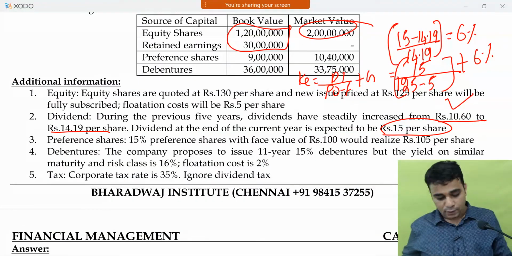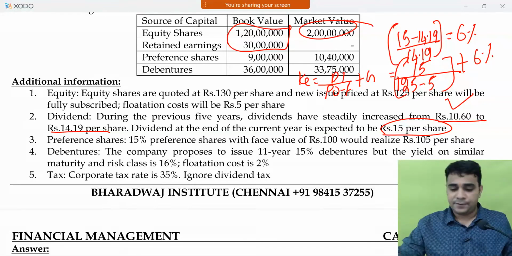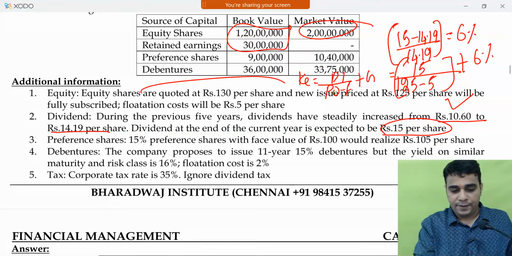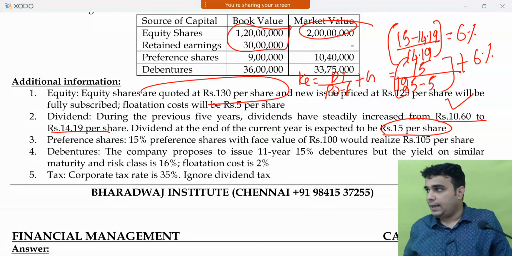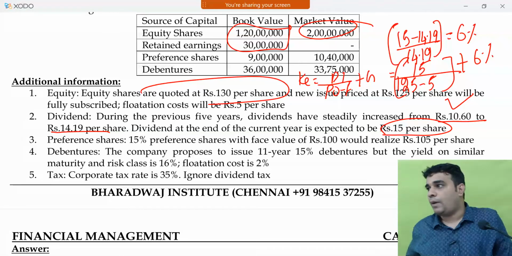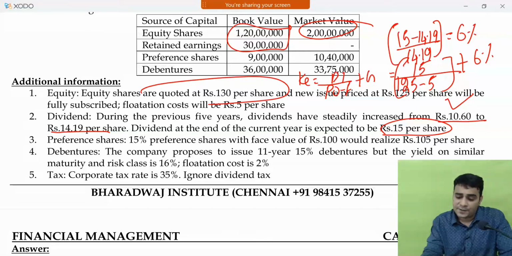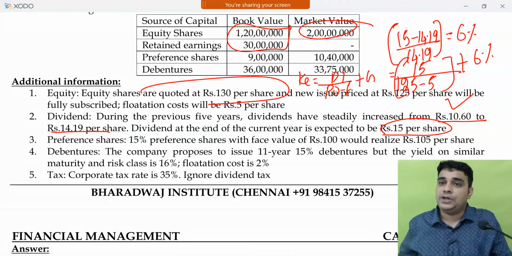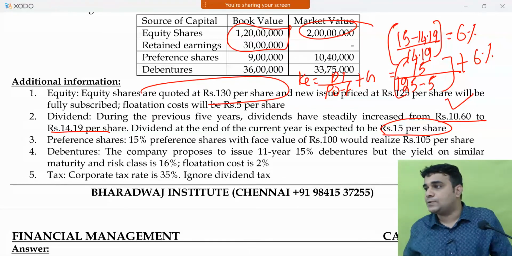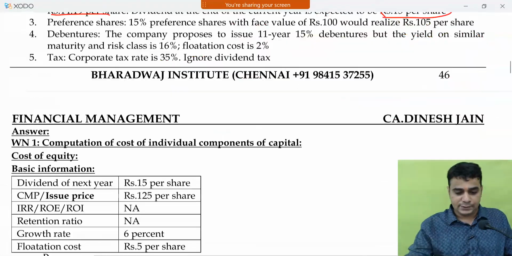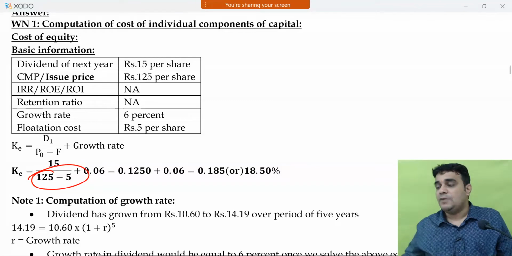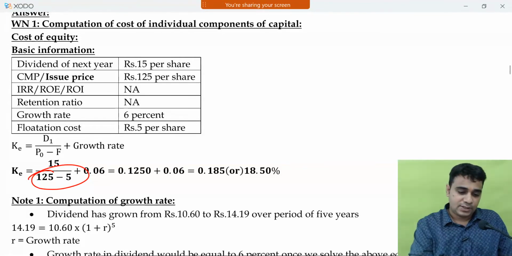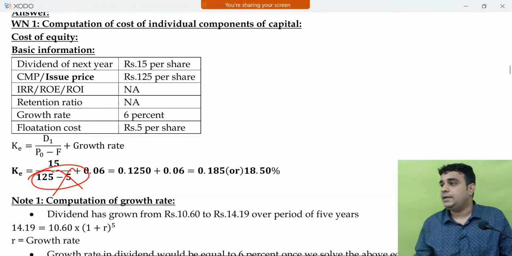Issue price is 125. So P0 minus F. Between 130 and 125, 125 is going to be preferred, because our first preference is always the issue price. The second preference is the current market price. So 125 minus 5. When you do retained earnings, just don't subtract this 5. Leave this 5 to be subtracted.